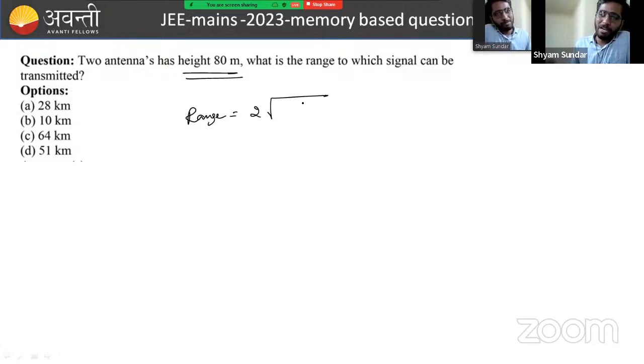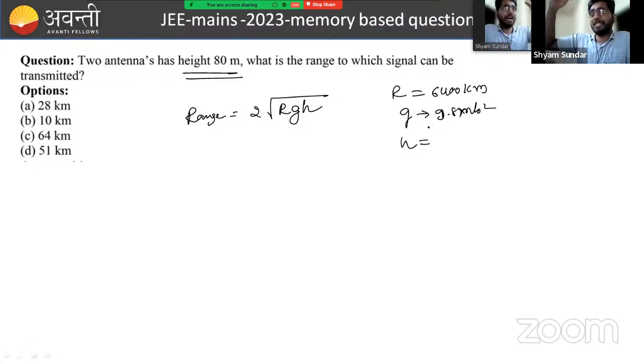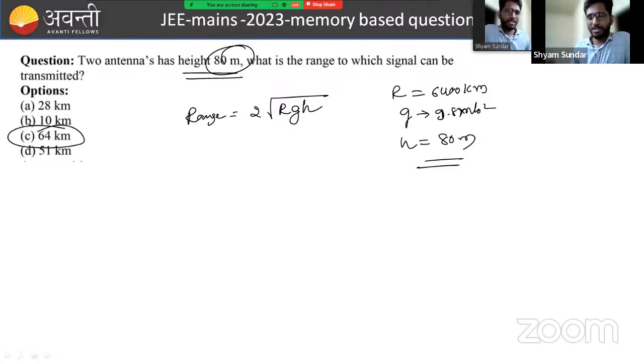It is a simple formula. Remember always, square root of 2RH. Here R stands for the radius of the earth, which is 6,400 kilometers, and H stands for the height from which we are starting our signal. Here they gave 80 meters. Substitute that 80 meters here and you will get the answer. Nearly we will get 64 kilometers. Once you check this, the answer is 64 kilometers. Clear?